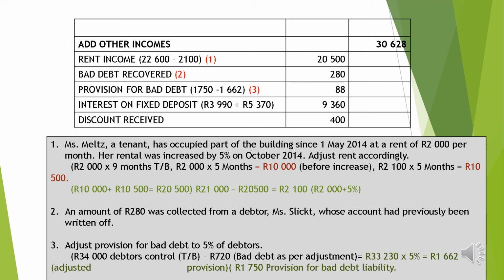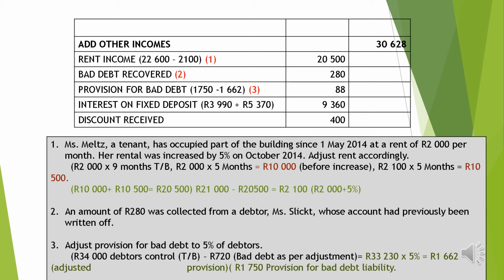So, surprisingly, these debtors, in rare circumstances, tend to pay the amount. When they are paying this particular amount, debtors control is no longer affected simply because they were written off. So now a new account is created, which is called bad debt recovered, which is an income reducing an expense for bad debts. Now, let us go to adjustment number 2.